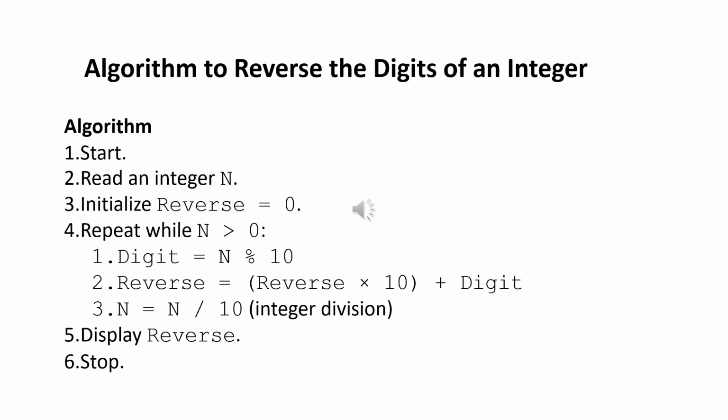Initially, consider a number and find the remainder of that number when it is divided by 10. Next, reverse equals reverse times 10 plus digit. Next, find the quotient of the number when it is divided by 10. Then repeat these 3 steps until n equals 0. Then display the reversed number. Last step, stop.